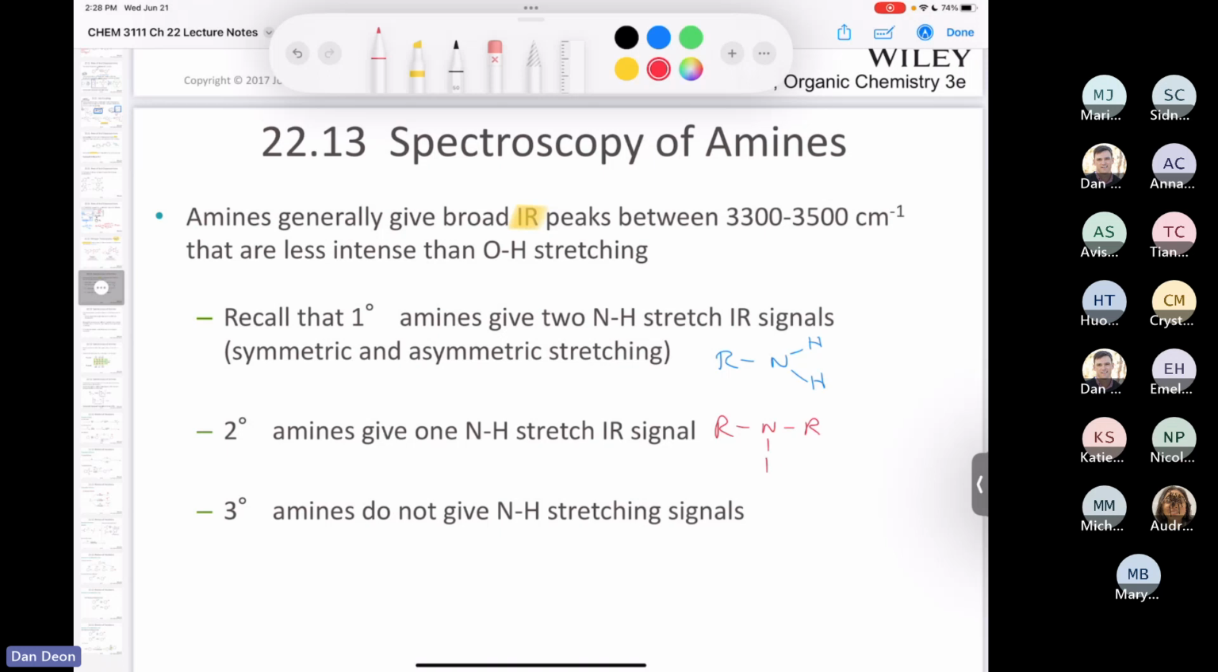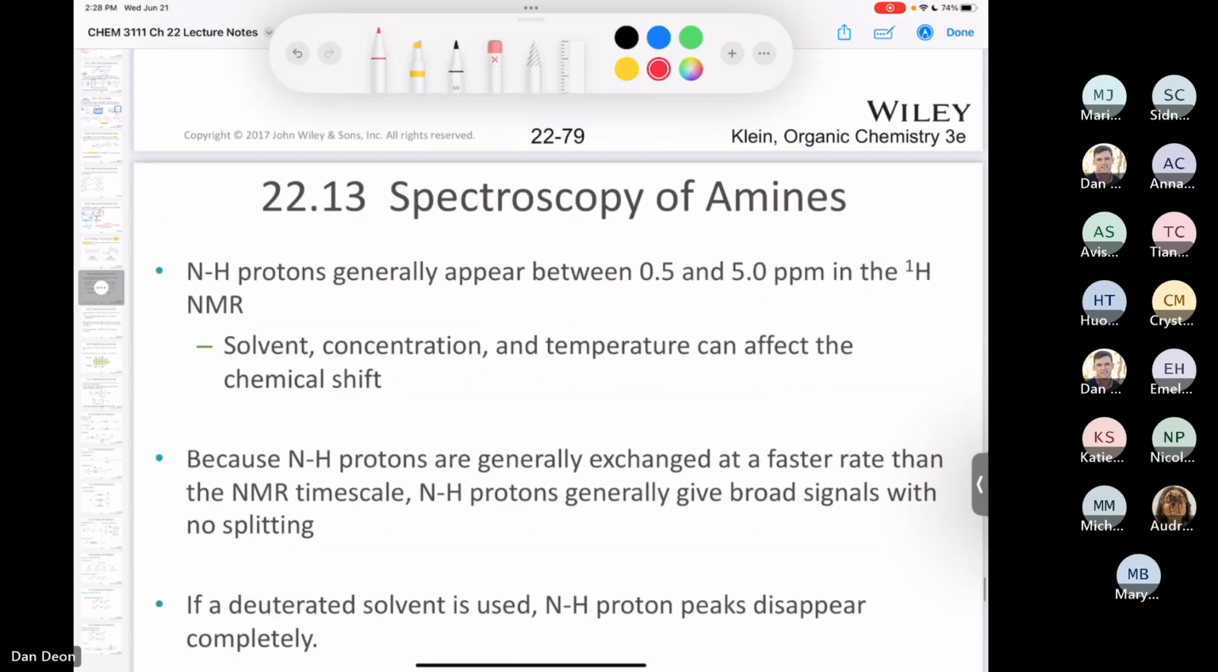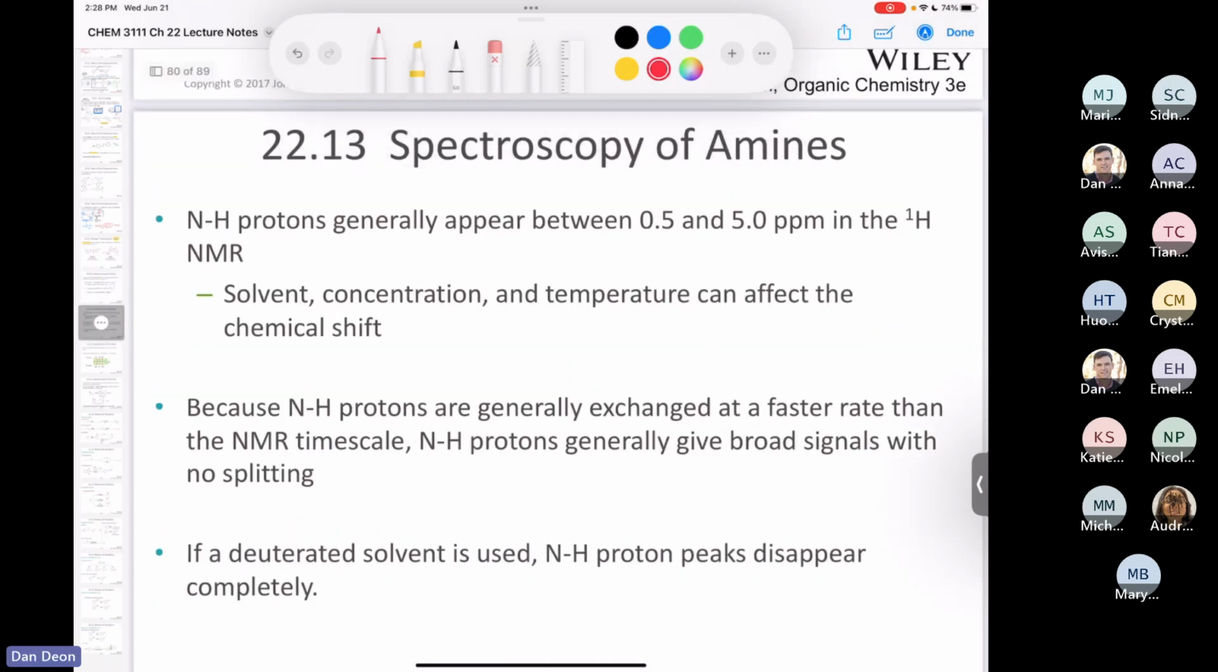And so we only see one IR signal for the NH stretch. And then tertiary amines, of course, they don't produce anything in the IR for NH stretches because they don't have any hydrogens on the nitrogens. All right, what else? Nitrogen-hydrogen bonds. So what about the protons that are bound to nitrogen in the NMR? They usually come out between 0.5 and 5.0 parts per million. So it's quite a large range.